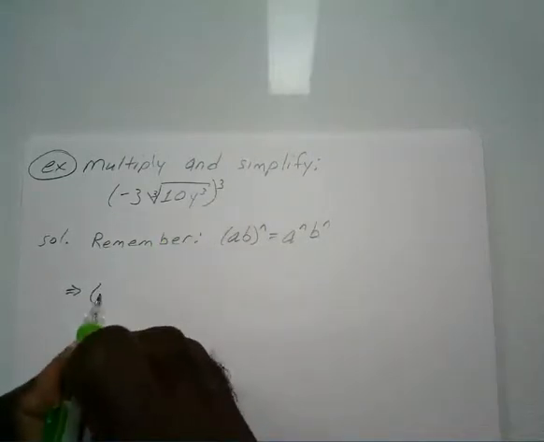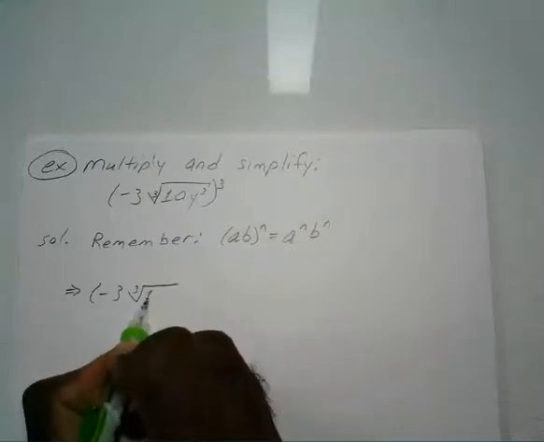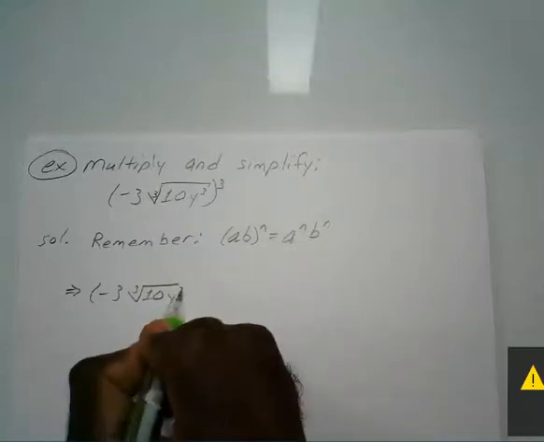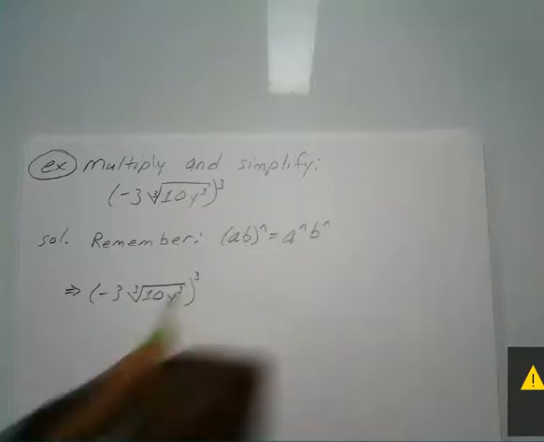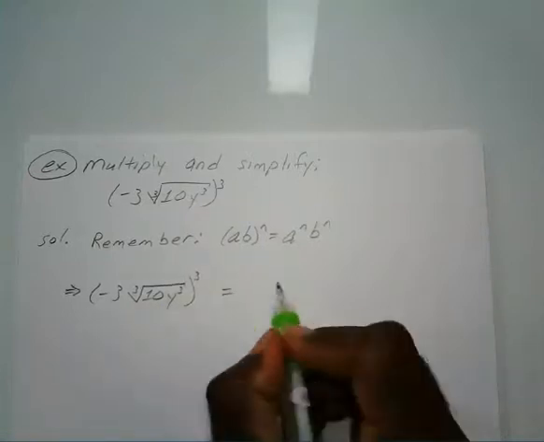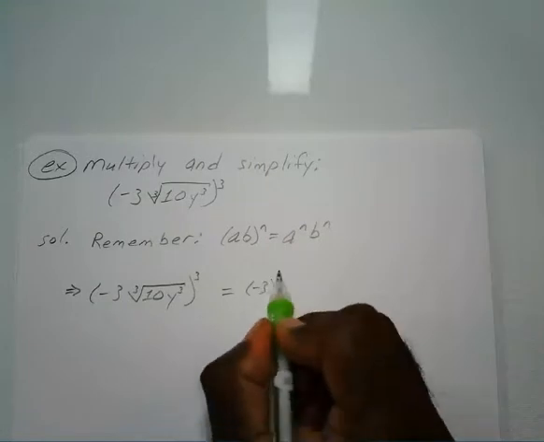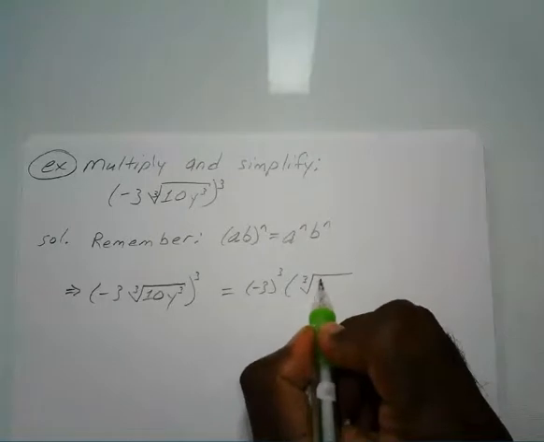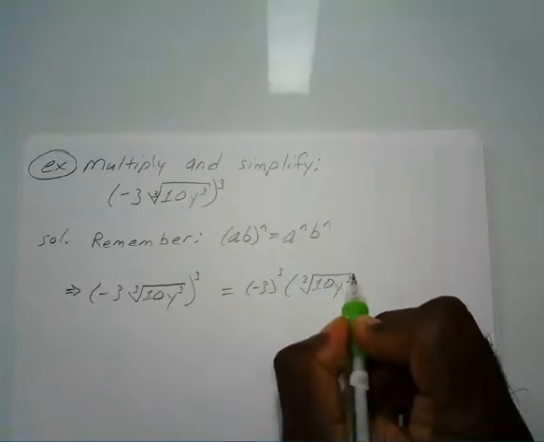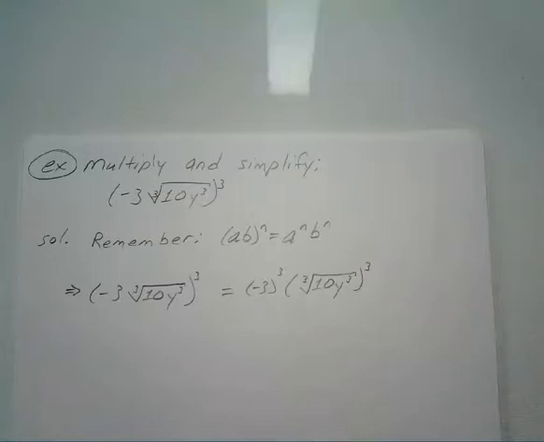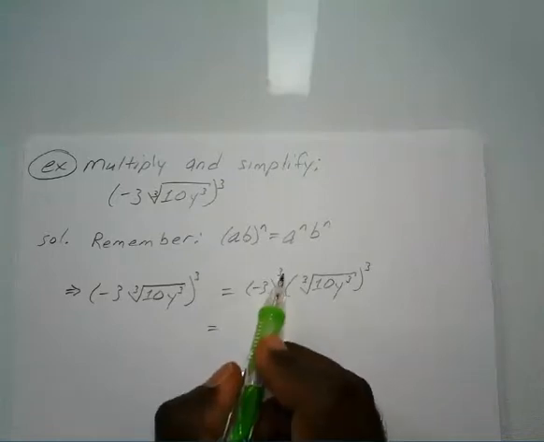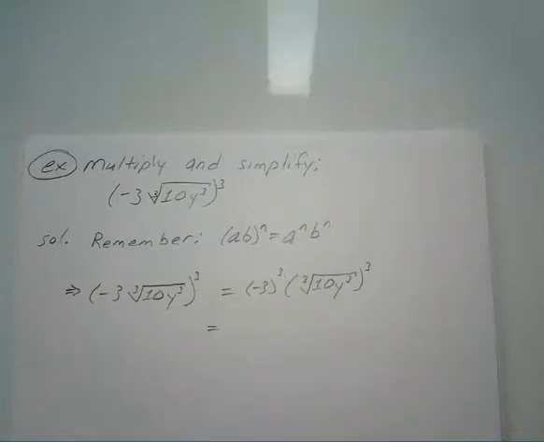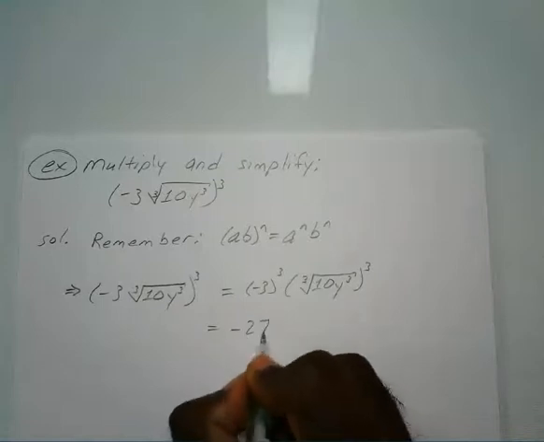Okay, so you have negative 3 times the cube root of 10y to the third, and that raised to the third power is just going to equal negative 3 to the third power times the cube root of 10y to the third power, to the third power. Now, negative 3 to the third power is just negative 3 times negative 3 times negative 3, which is negative 27.